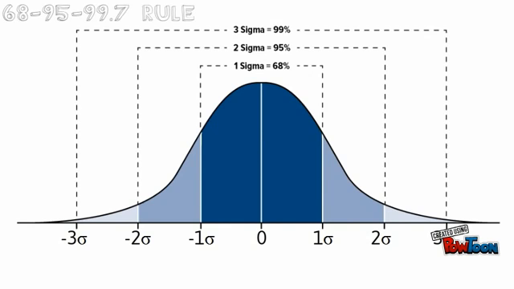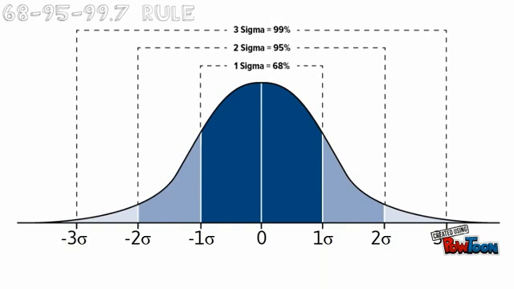The 68-95-99.7 rule tells us that about 68% of the data fall within one standard deviation of the mean. About 95% of data fall within 2 standard deviations of the mean, and about 99.7% of data fall within 3 standard deviations of the mean.